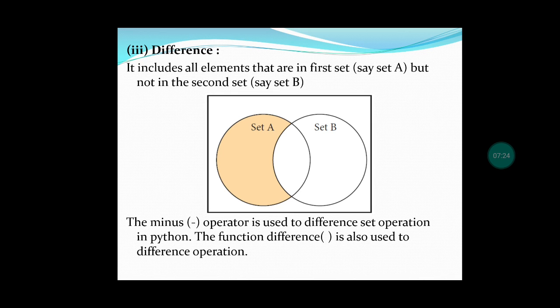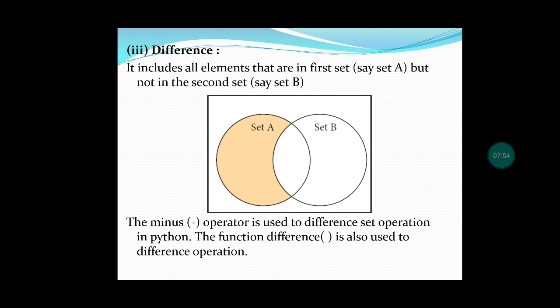What does it mean by difference? It includes all the elements in the first set alone, not in the second set. Okay, set A and set B is given. By seeing this picture you can clearly understand it accepts only the elements which is in set A. It will not take the elements in set B. For this difference we are using the minus operator for making the set difference. But we can also use difference function for differencing the set.